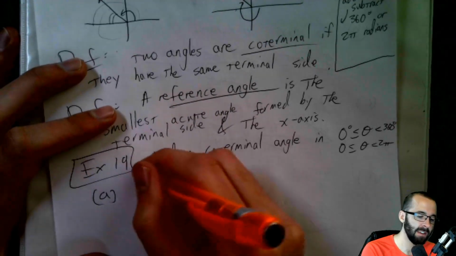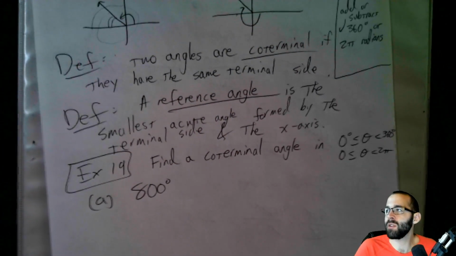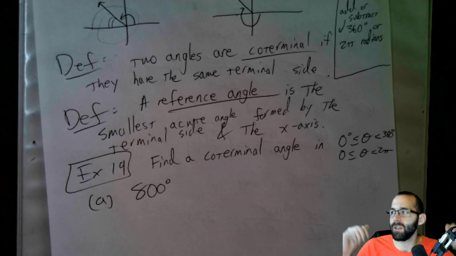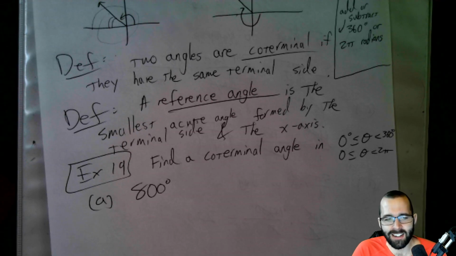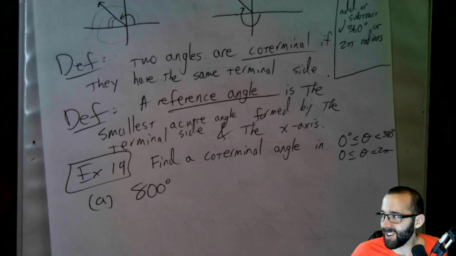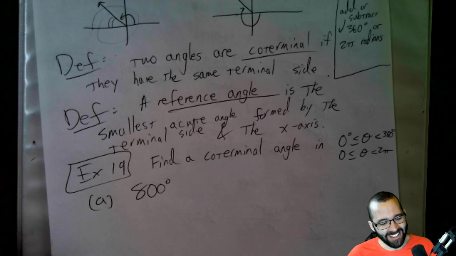So part A, 800 degrees. So we need to get a coterminal angle that's in this nice region, 0 to 360 degrees. And that's going to be very common later on when we're solving trigonometric equations, that'll be chapter 9, I think. That's a fun chapter, by the way. All you guys are in for a treat when we get to chapter 9. I hope you're enjoying this material now.